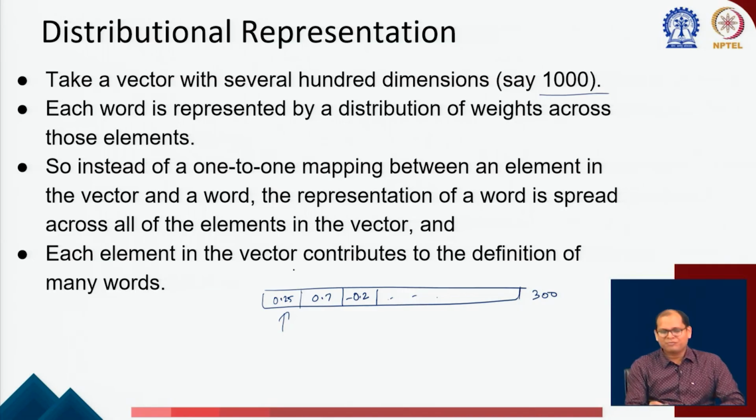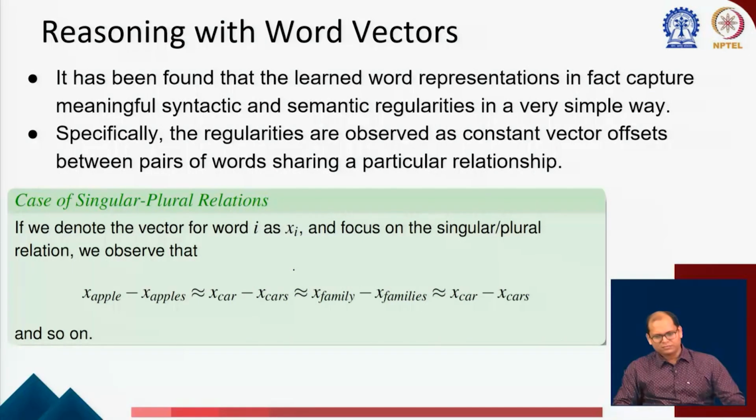So the representation is spread by using these dense vectors, and each element will contribute some aspect of the meaning. You can think of each dimension as some topic, like how relevant this word is to the particular topic, or some concept, a linguistic concept, and so on.